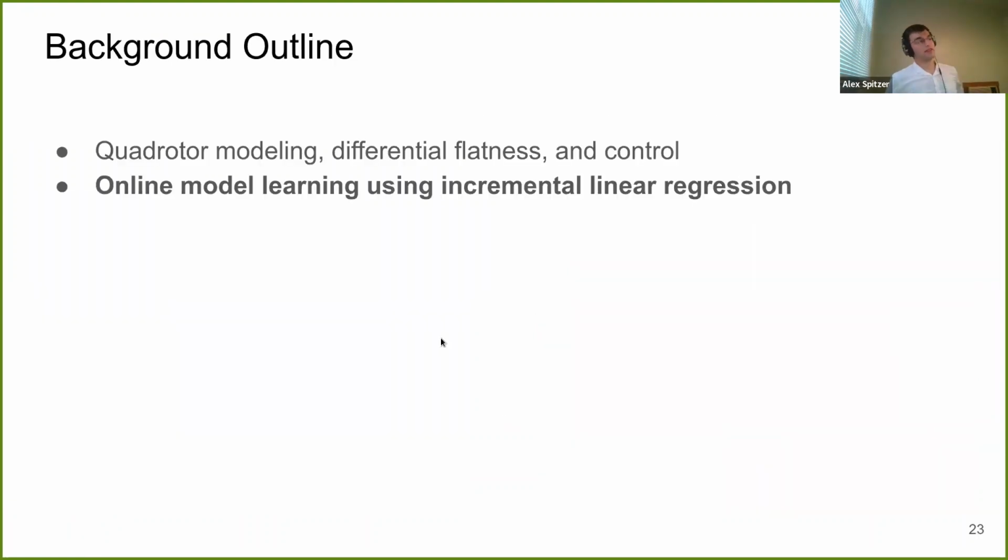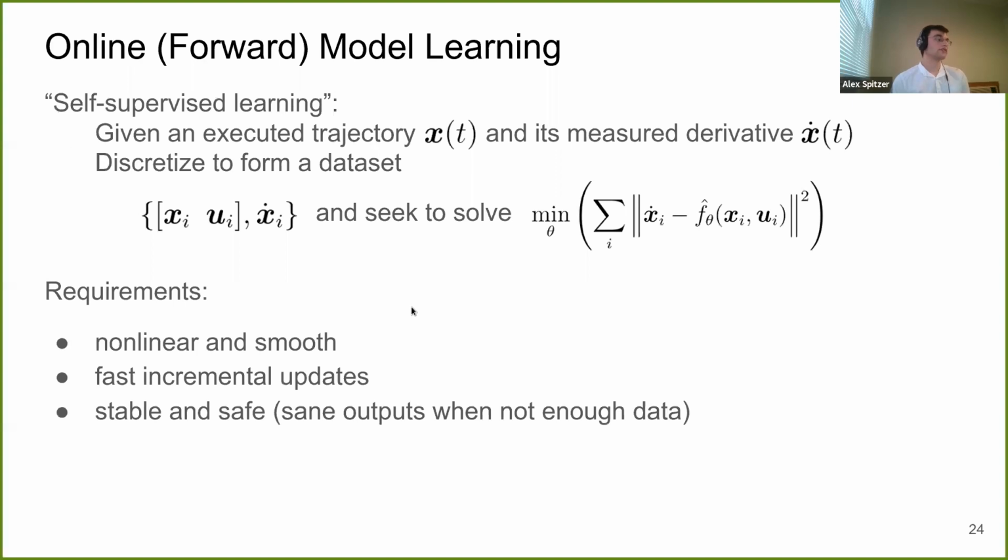So the second part of the background is I want to talk about online model learning using incremental linear regression. The beautiful thing about forward model learning with robots is that it's essentially self-supervised. You have a trajectory, you don't need to label any data, you can just discretize that trajectory and you have the data set right there.